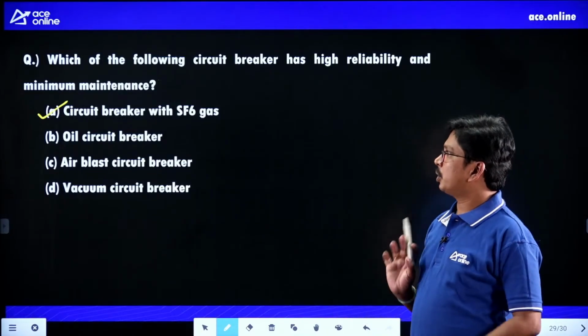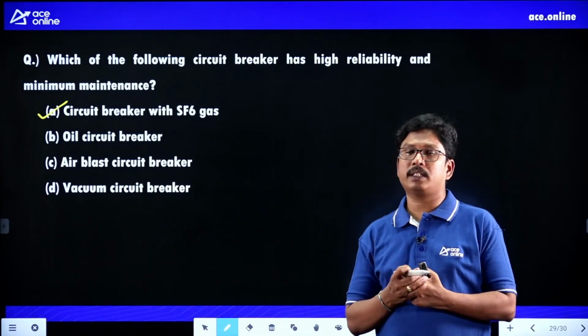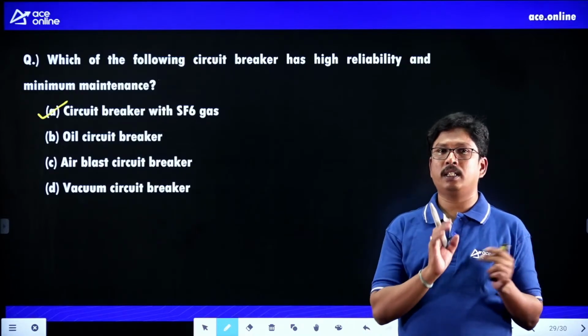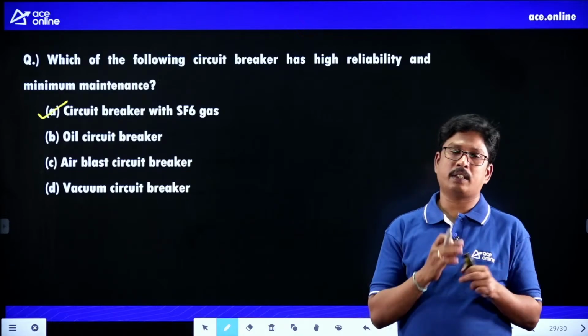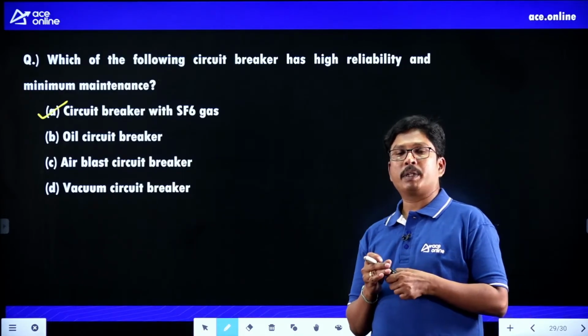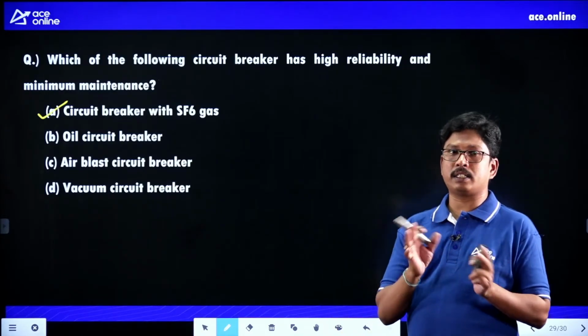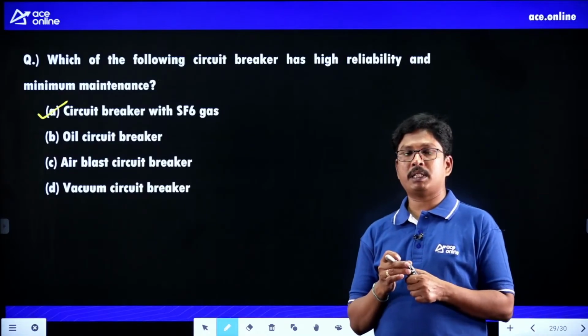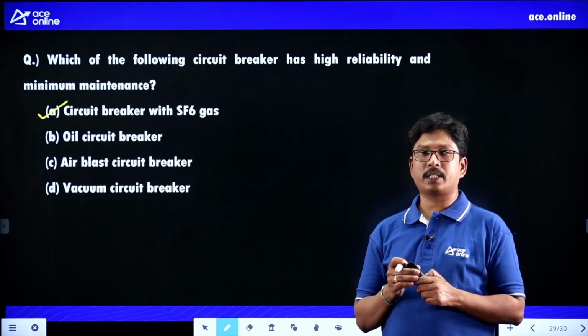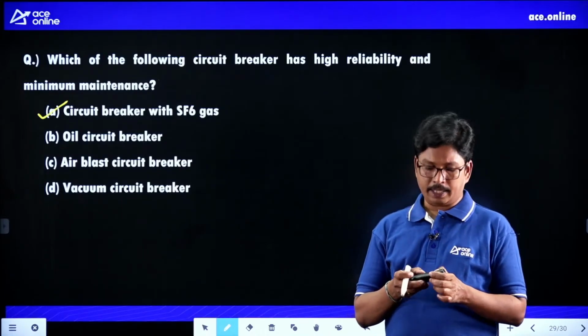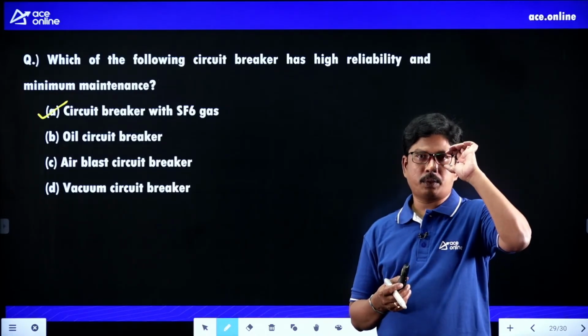Clear? So students, these are the questions we are having for today's session. We have taken some questions in the relays part, some questions related to circuit breakers, and at least one question for economic load dispatch. In the next session we will take more questions on economic load dispatch, some questions related to circuit breakers as well, and some questions related to the relays also, right students?